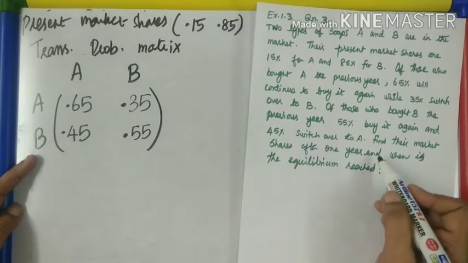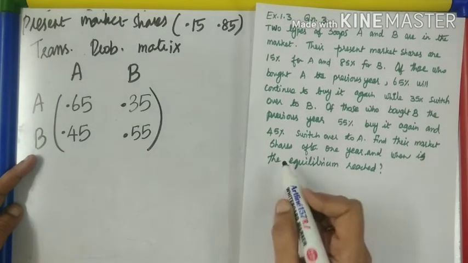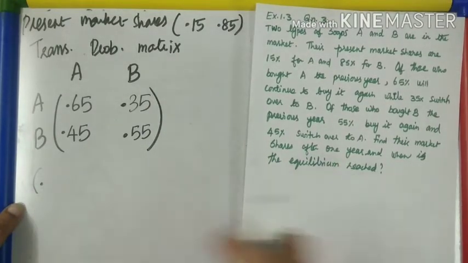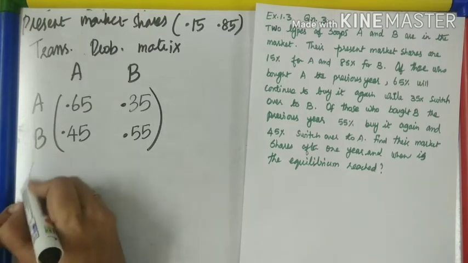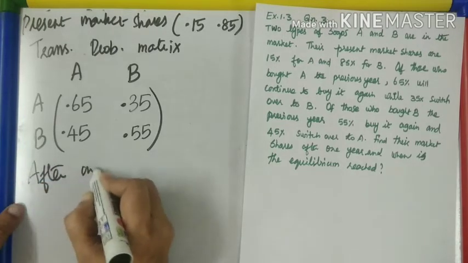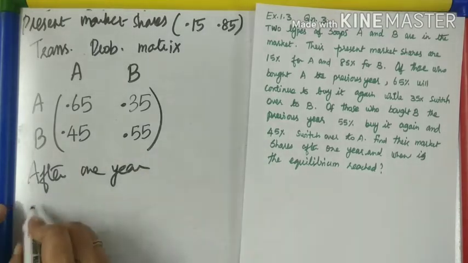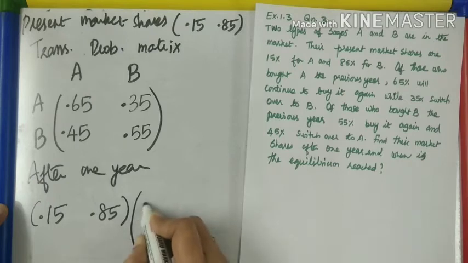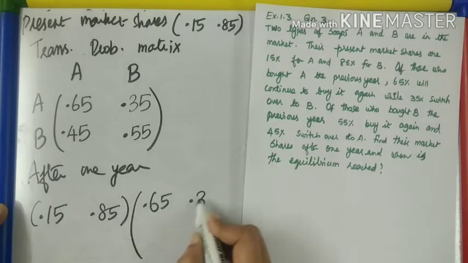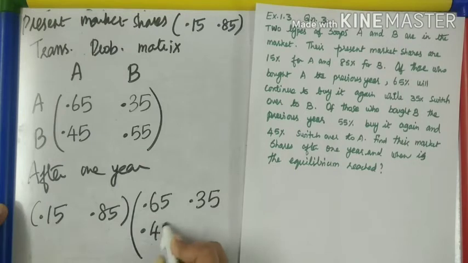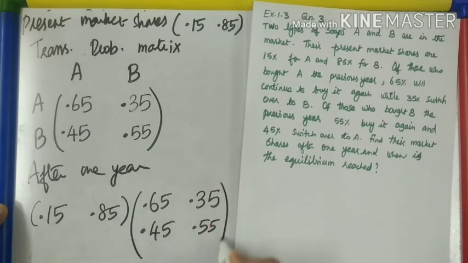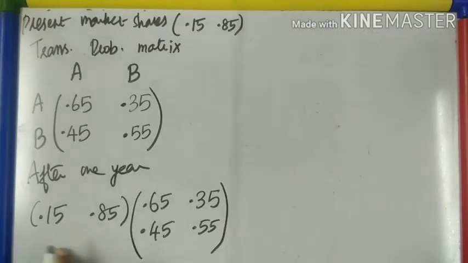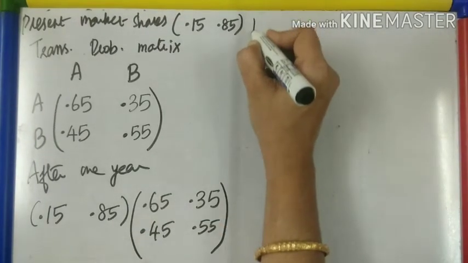The question is to find their market shares. So we have to multiply 0.15, 0.85 after 1 year. So my heading will be after 1 year. Let me multiply 0.15, 0.85 with 0.65, 0.35, 0.45, 0.55. As I multiply, let us remember row 1 by column 1. So what is your answer?